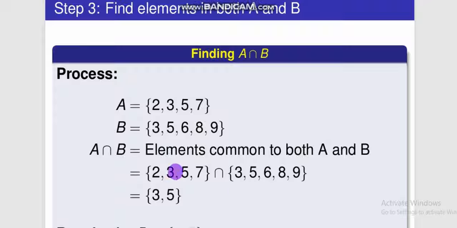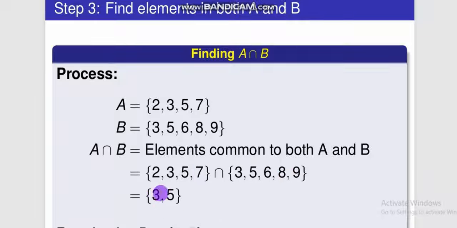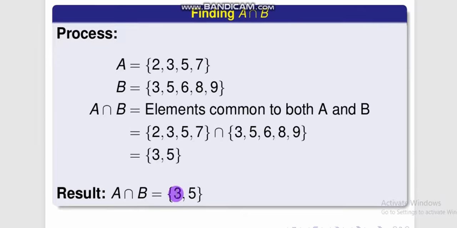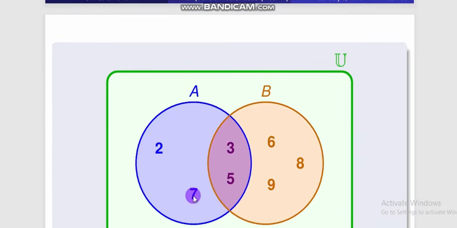2 is not found here. 3, of course, you have 3 here, you bring it. And then 5, of course, they have 5. 7 is not found here. So the only elements they have in common are 3 and 5. So we have a set of 2 elements, 3 and 5. Our result, A intersection B, is a set of elements 3 and 5, and we go to that region and write the elements 3 and 5. You see, this is the region where they meet.